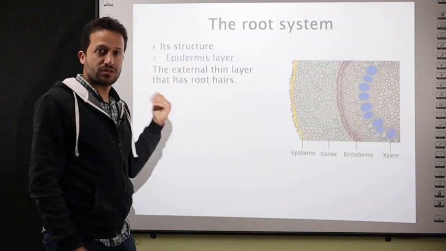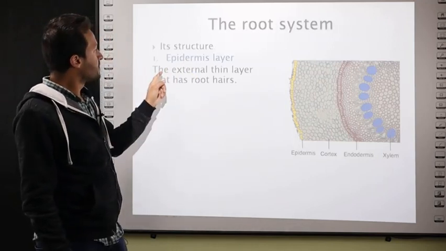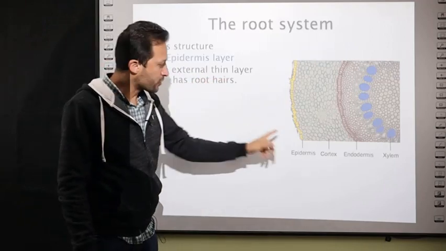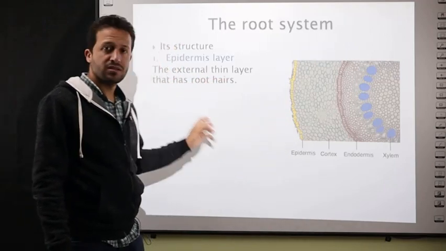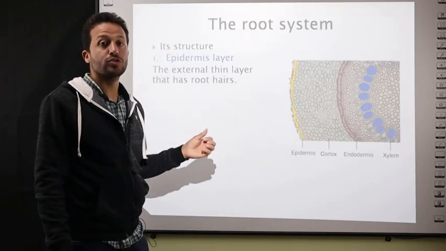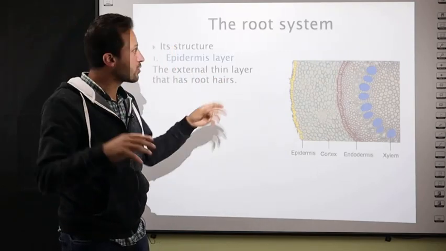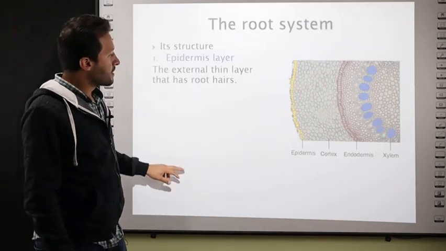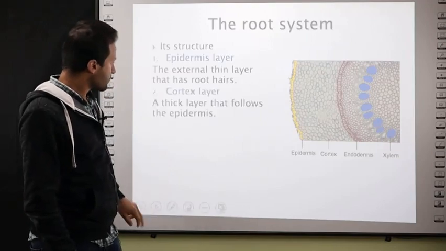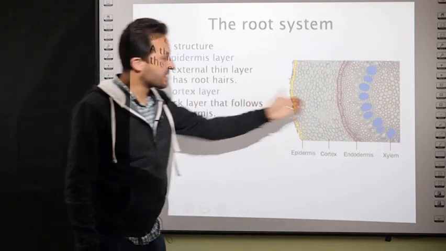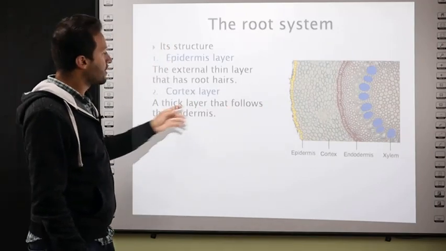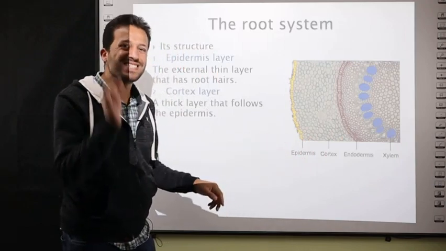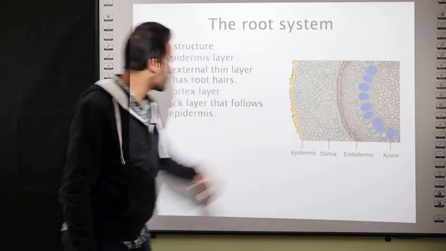So number one, the first layer is called the epidermis layer. It is the outer layer or the external thin layer that has root hairs. From the epidermis, there is something emerging from it called root hairs, like our hairs. But we call them root hairs because they came from the root. Number two, the cortex layer. It is the second layer. It is a thick layer, as we see, thicker than the epidermis. Epidermis is thin, but cortex is thick.